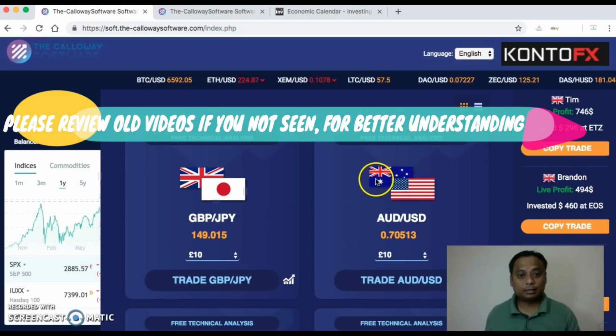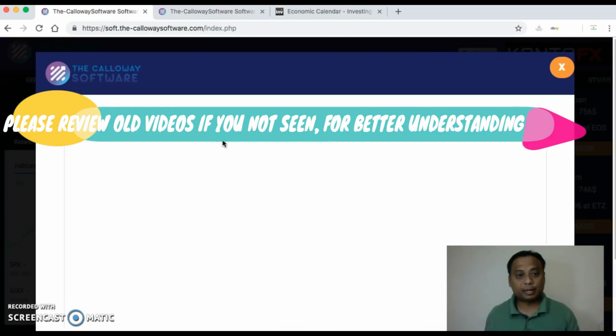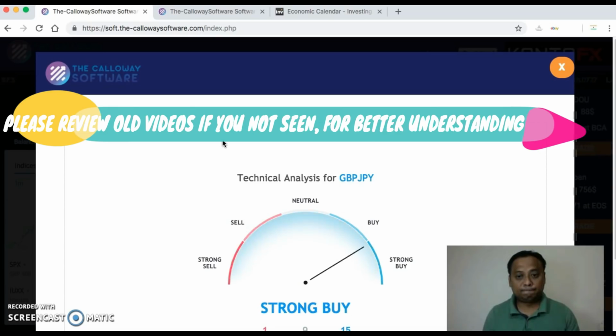Okay, let's see the GBPJPY, the first currency pair we have. Interesting. It says strong buy. So this Calloway software says to buy this pair, and you'll be in profit.